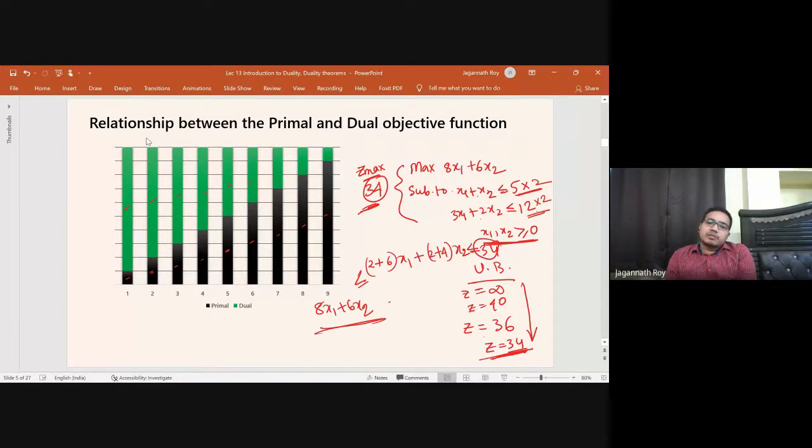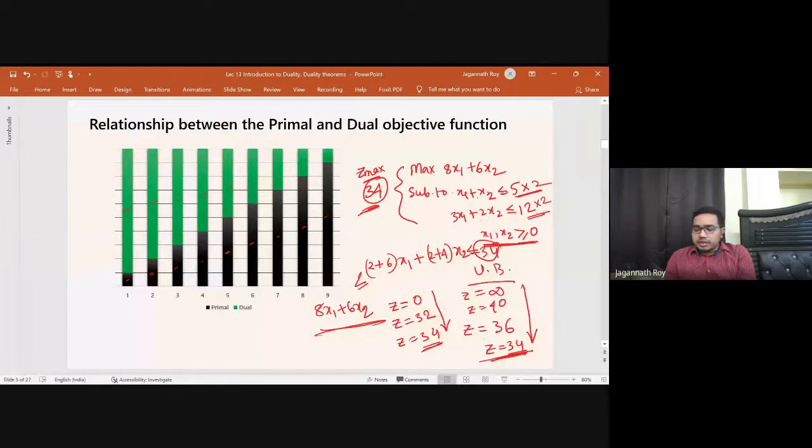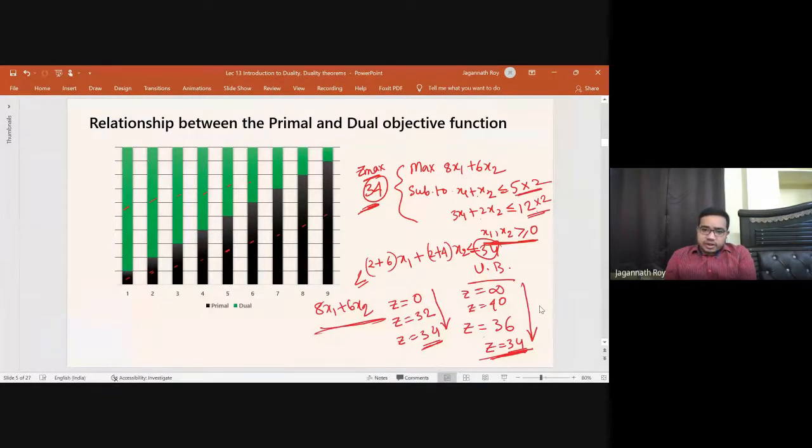But in the simplex algorithm, we have seen we start with the 0 solution, z equals 0. Then in the first iteration we have got 32. In the third iteration we have got 34. So if you go from bottom to top, the objective value is increasing, but if you go from top to down, the value will be decreasing. So finding the minimum of those upper bounds will equate to finding the maximum of these objective values.